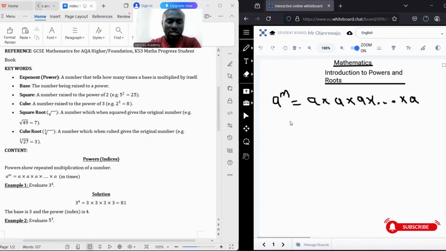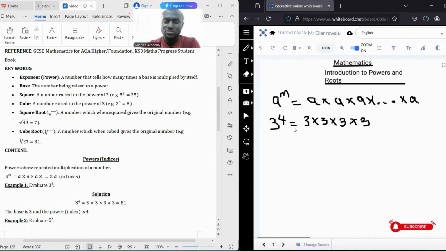Let me do an example. Example 1: 3 raised to the power 4. 3 raised to the power 4 means that we are multiplying 3 four times. That is 3 times another 3 times another 3 times another 3, which is the fourth one, where we are going to stop.